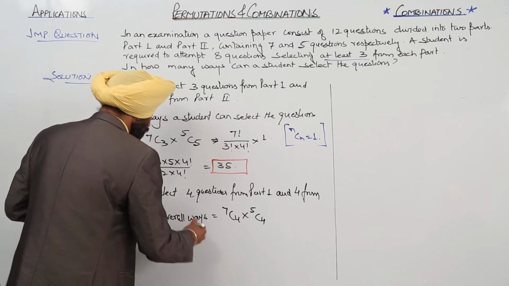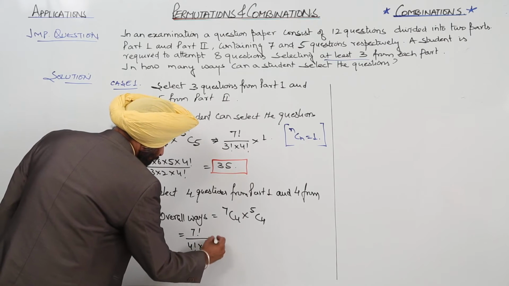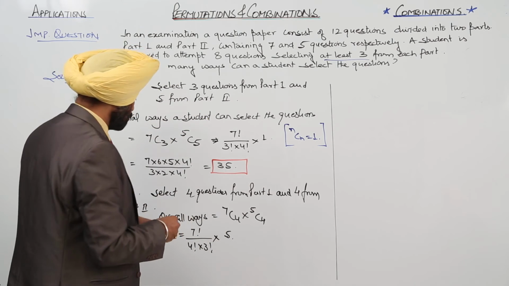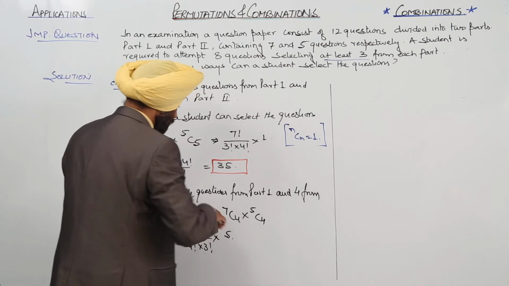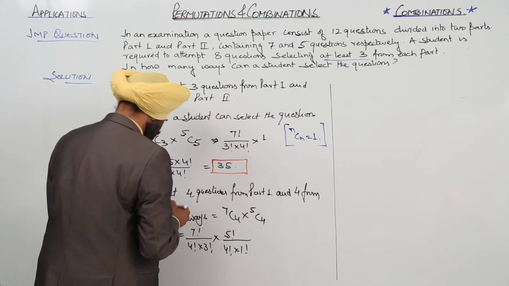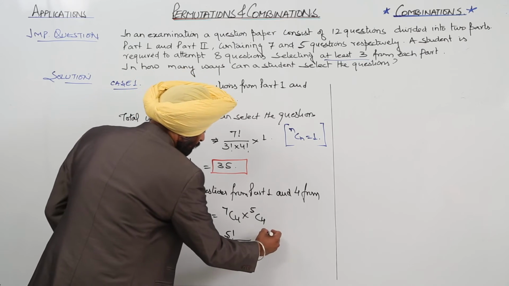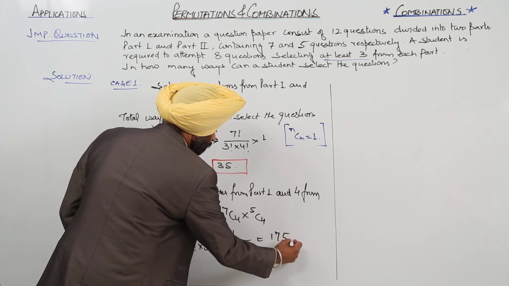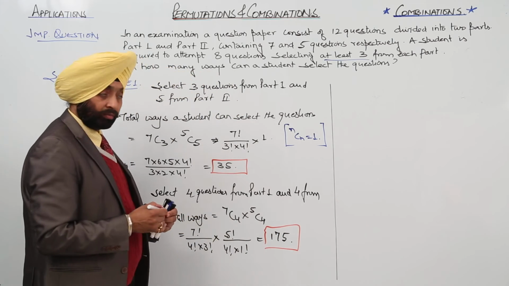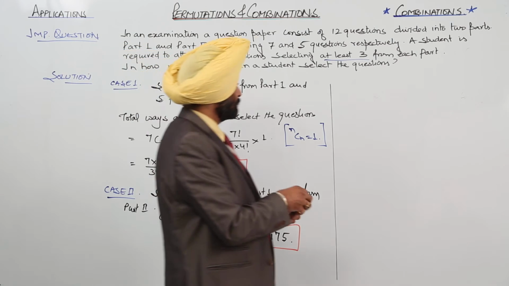So now this becomes 7 factorial upon 4 factorial times 3 factorial, into 5C4. 5C4 is 5, or you can write it as 5 factorial upon 4 factorial times 1 factorial. When we solve both, we get 175. So the second case is 175. Here we have 4 questions out of 7.